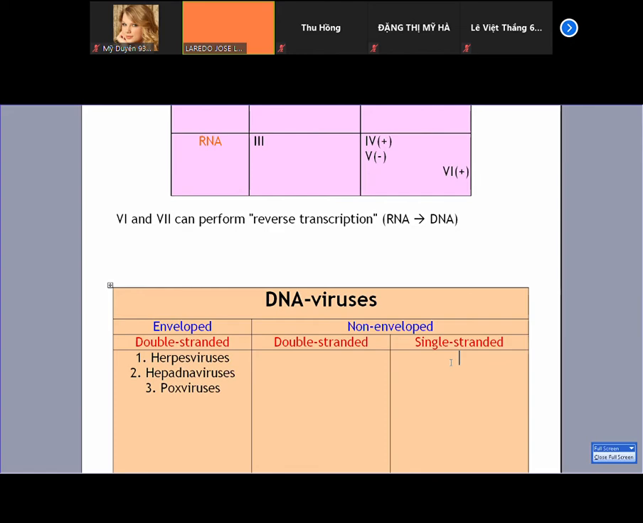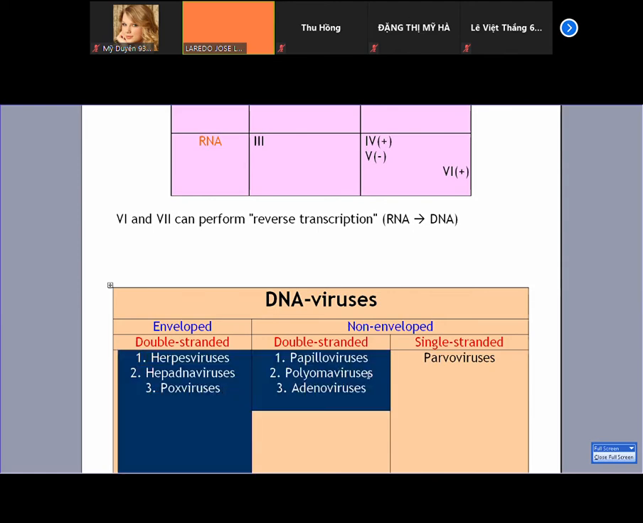Single-stranded, we have only one, parvoviruses. Double-stranded, we have 3: papillomaviruses, polyomaviruses, and adenoviruses. So these are the 7 types of DNA viruses that we are going to study.